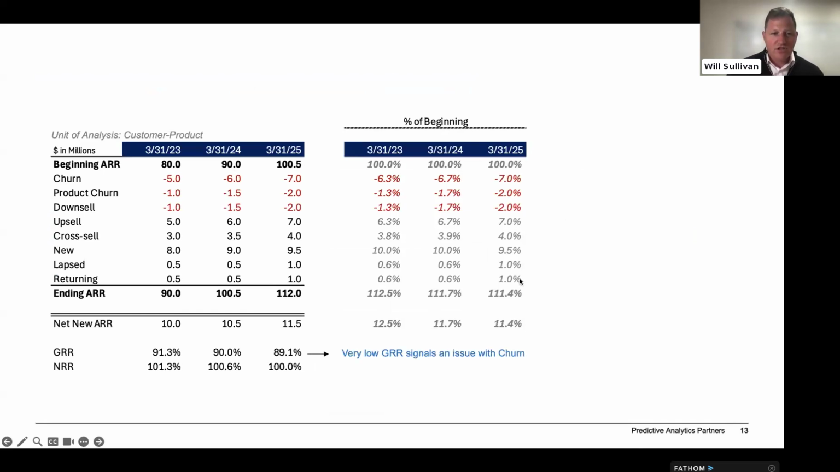All right, so GRR, gross retention. When you see it below 93% for a SaaS company, your spidey sense should go off because industry standard is around 7% churn. So we see that there is a low GRR here, and that signals an issue of churn. And when we look at this net churn, we see it's actually 11%, and that's driven from product churn and downsell. When we compare that to net expansion, we get this flat and we get this 100%. So let's go farther into this.